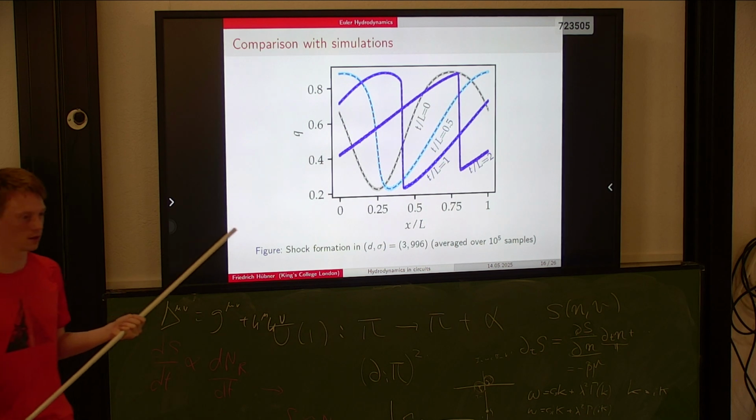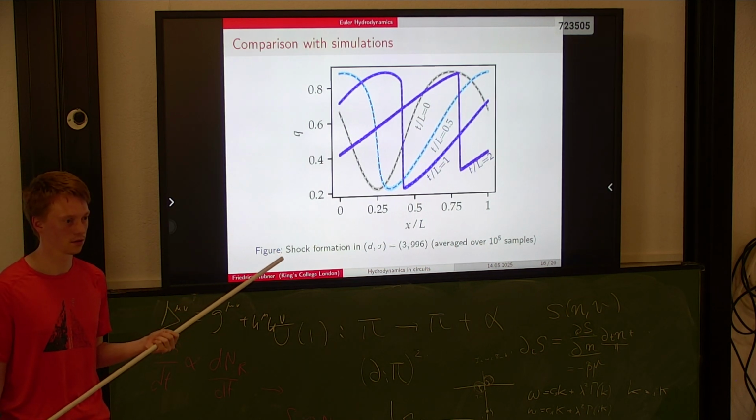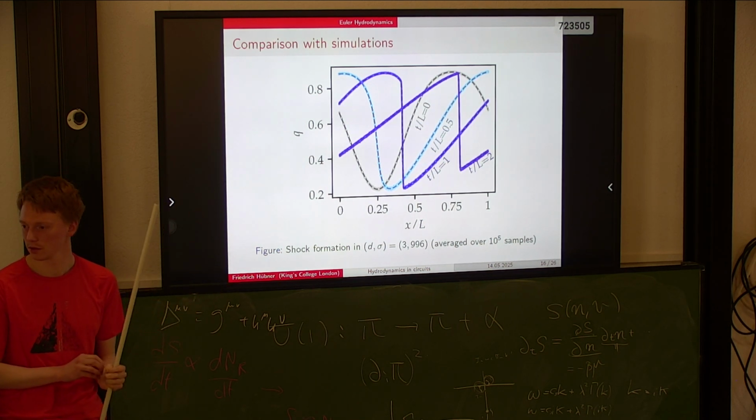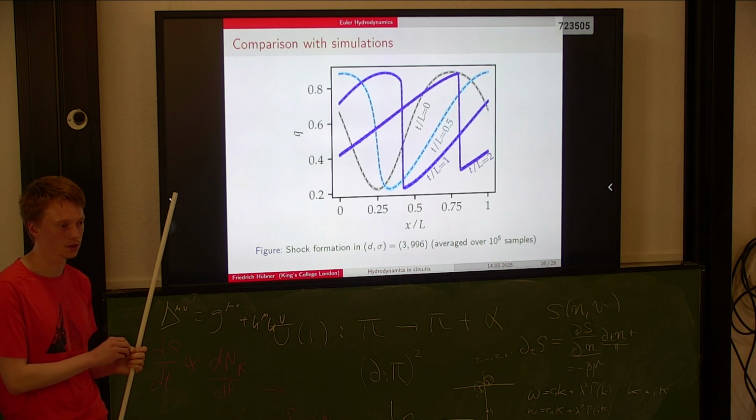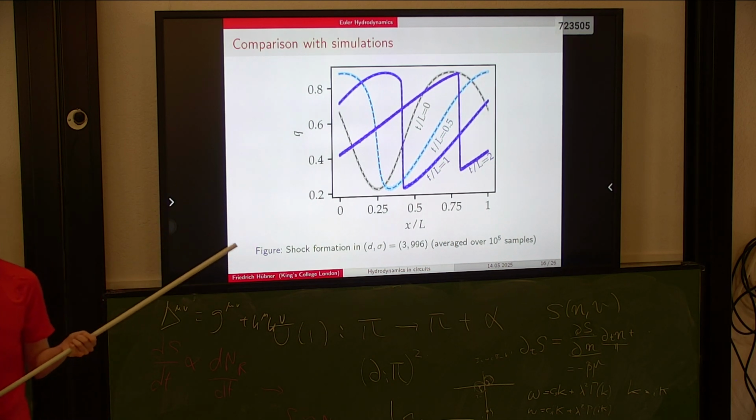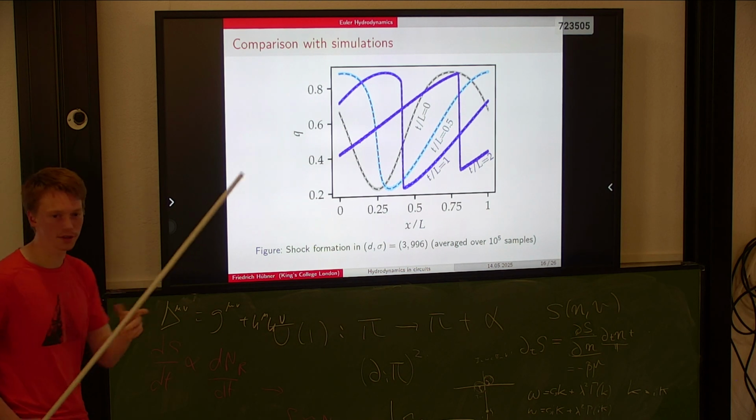Shock formation you could have also in continuous systems, right? Yeah, of course. But getting Burgers' equation is... When do you have to average over 10 to the what is this? I will explain in the next slide.